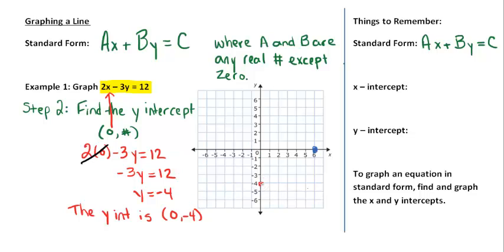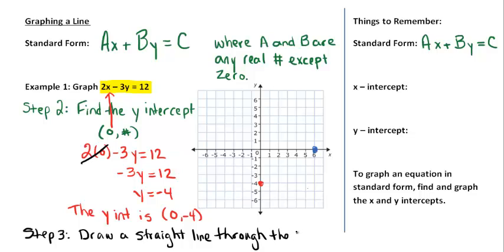So I'm going to plot that. I'm going to go to the right or left 0 and down 4. I get my 2 points, and so I'm just going to connect those with a line, and that's my final step. Step 3 is to just draw a straight line through the 2 points. Hopefully your line is straighter than mine and you used a ruler.